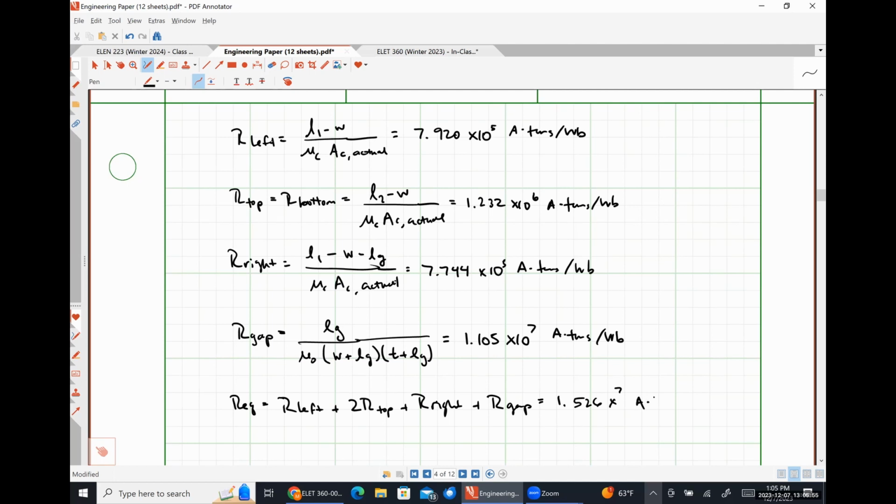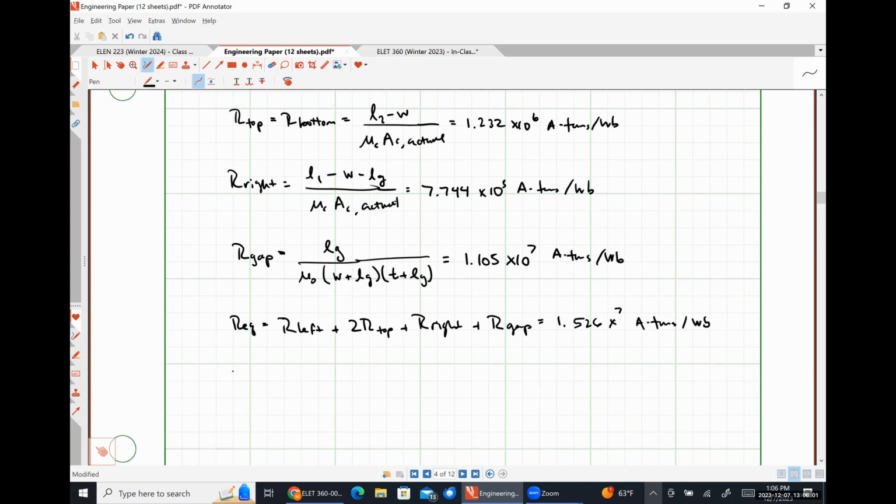1.526 times 10 to the 7 amp turns per Weber. And then finally, our MMF would be phi B times REQ, which comes out to be 1,855.353 amp turns, which tells us effectively that either we need to be comfortable passing a whole lot of current through our coil, or our coil needs to have a whole lot of windings in order to sustain this particular amount of flux in M19 29 gauge sheet core material.